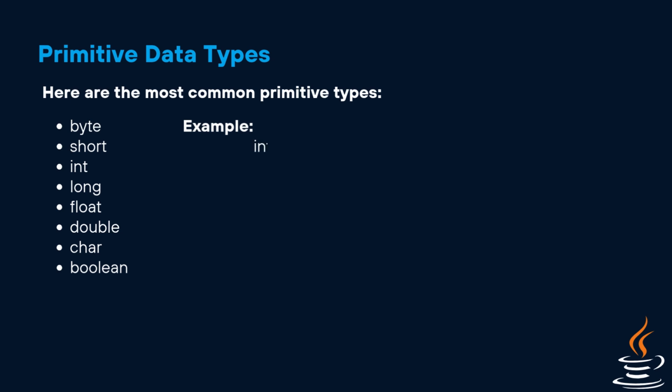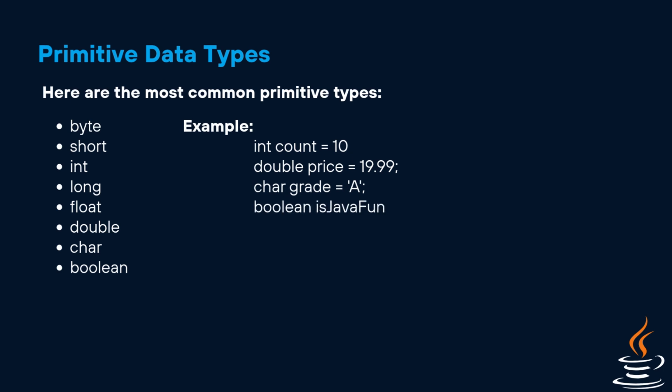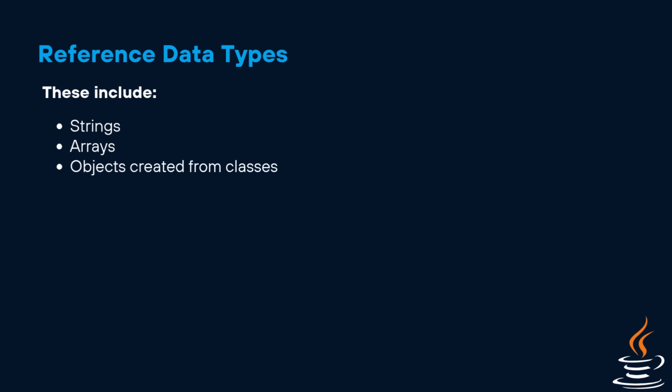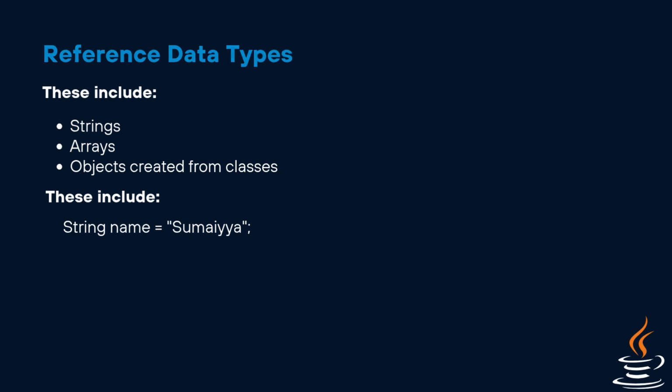For example, int count = 10, double price = 19.99, char grade = 'A', boolean isJavaFun = true. Each of these variables holds a different type of data. Next we have reference types. These include strings, arrays, and objects created from classes. Instead of holding the data directly, reference variables hold addresses that point to the actual data in memory. For example, String name = "Sumaya". Here name holds a reference to where the text Sumaya is stored in memory.